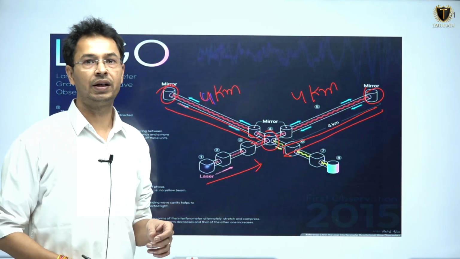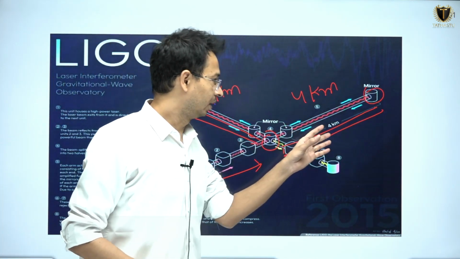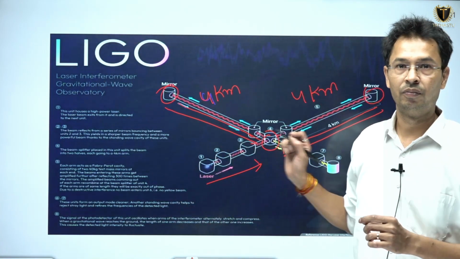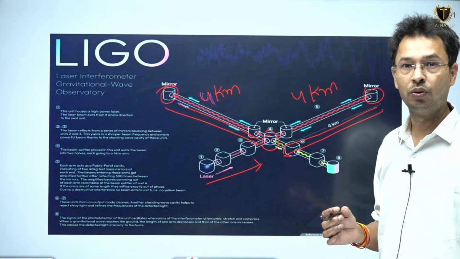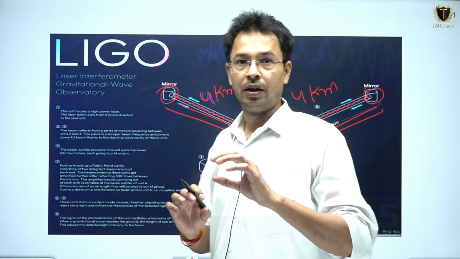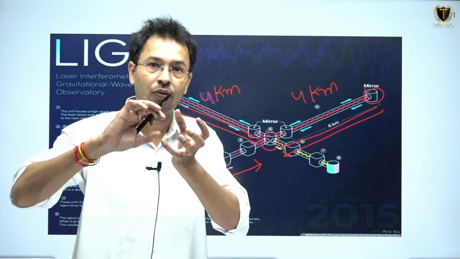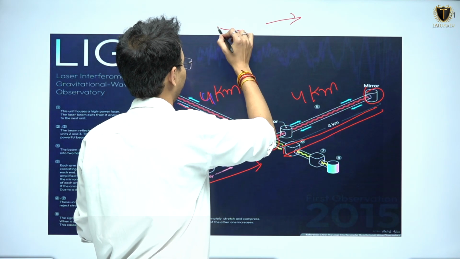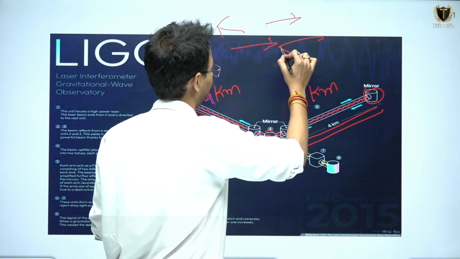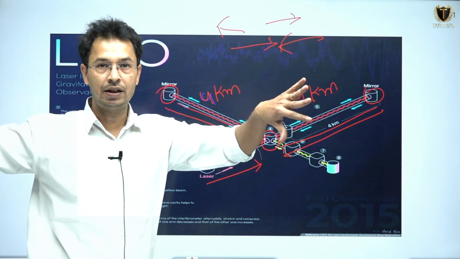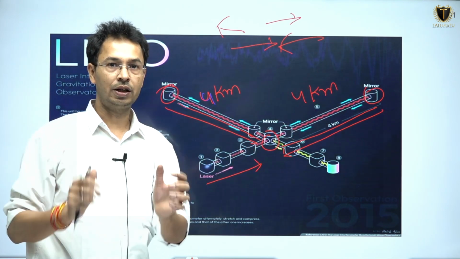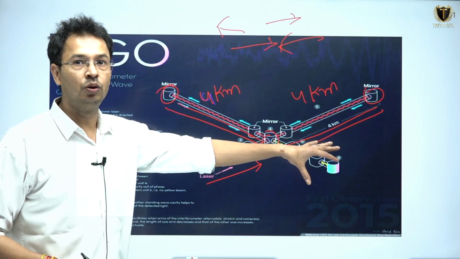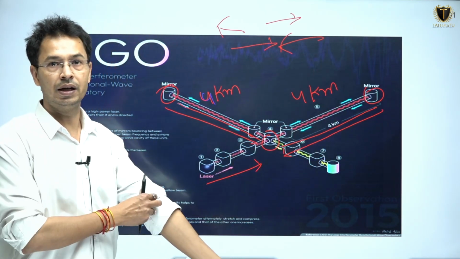If there is no gravitational wave, there will be no interference in the laser waves. And as I told you, gravitational waves are ripples in space-time. And what do ripples do? Ripples either stretch or skew the space-time. When they stretch or skew the space-time, these arms of the LIGO will also be stretched and skewed.